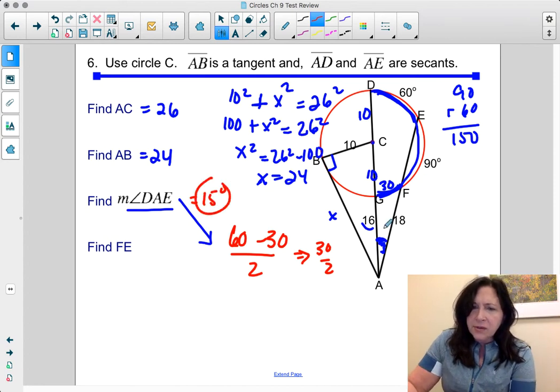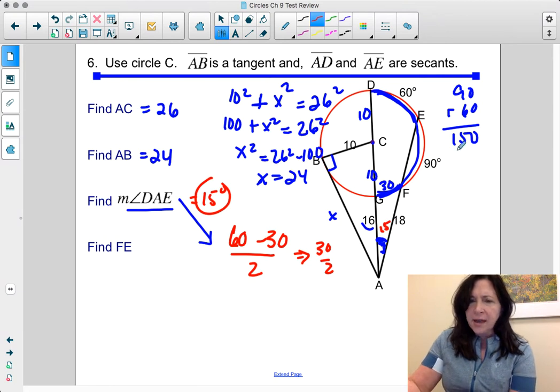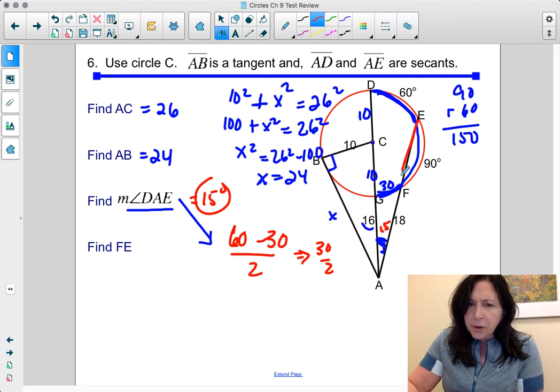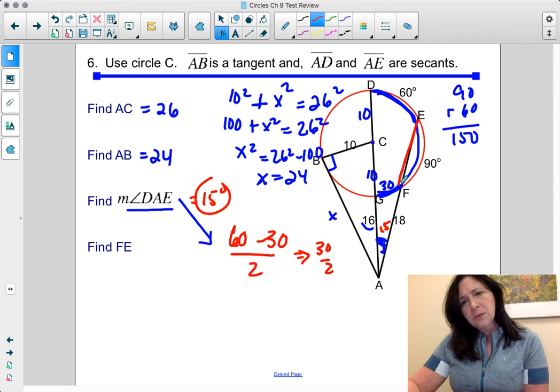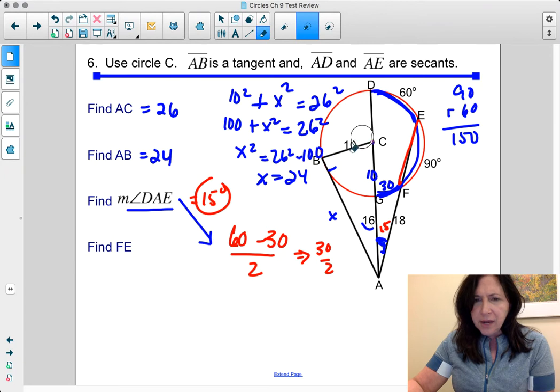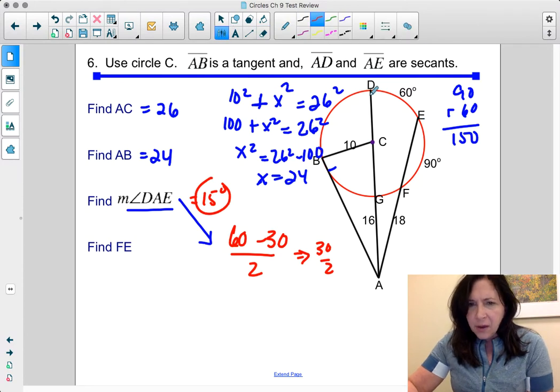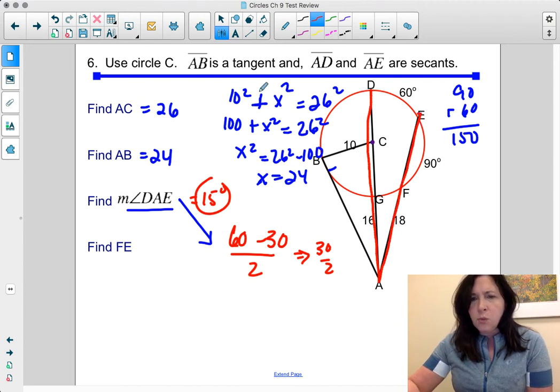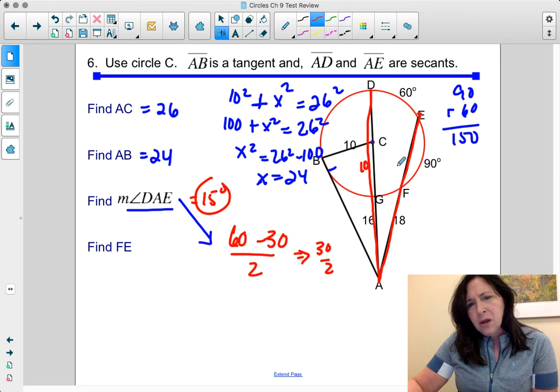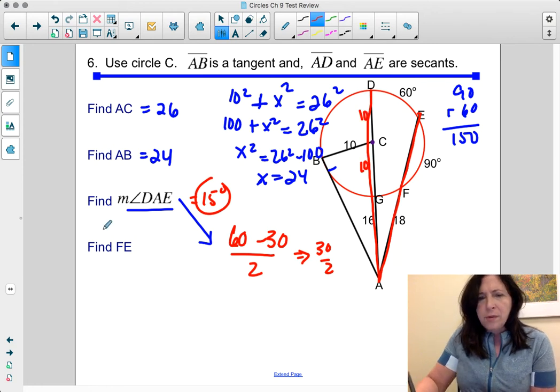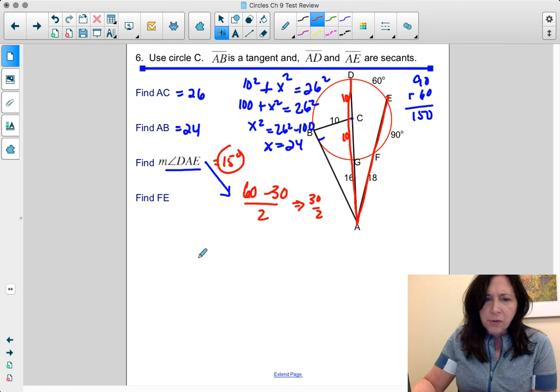And lastly, this is 15. I'm trying to find FE, which is this chord right here. In order to find that chord, I'm going to erase some of this stuff so that I can see what I'm doing. I've got this length here, and then I've got this right here, and what you know is that that's 10, and that's 10.